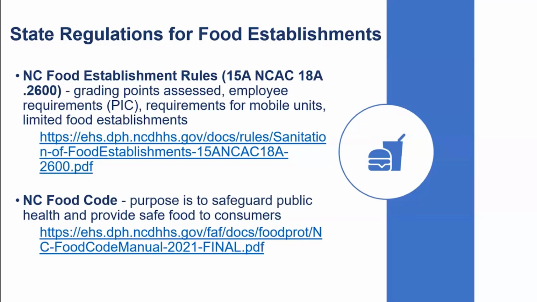A note about the FDA Food Code. The purpose of the FDA Food Code is to safeguard public health and provide safe food to consumers. The FDA develops a model food code, which we refer to just as the food code, and issues updates about every 4 years. States can choose to adopt the model food code or develop their own food safety rules as long as they are consistent with national food safety regulatory policy.